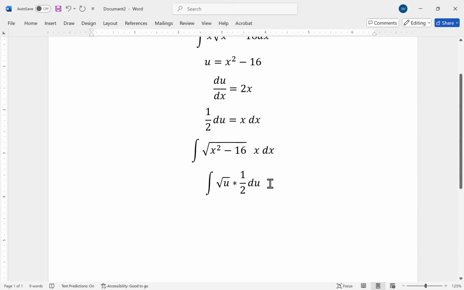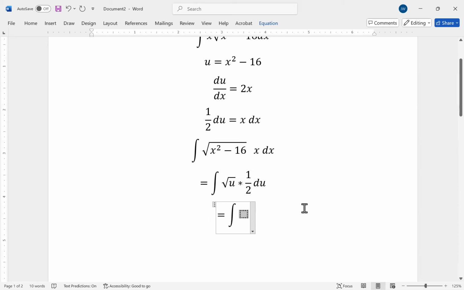Now, in order to integrate this, I'm going to rewrite it. I'm going to put the 1/2 up front, and then instead of u underneath the square root, I'm going to call that u to the 0.5 power, or the 1/2 power. I'll use 0.5 just because it's easier to write. It looks a little bit nicer when I type it out.